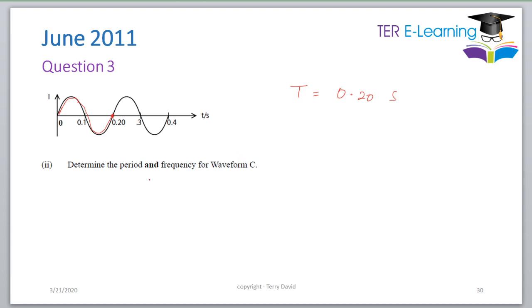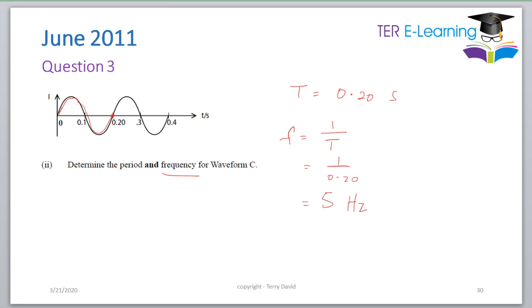All right. Now the next part, they want us to find the frequency of the wave, right? So frequency, you all need to know this. Frequency is 1 over my period, which is 1 over 0.20. Right? So 1 divided by 0.2 is equal to 5, and my unit for frequency is hertz.